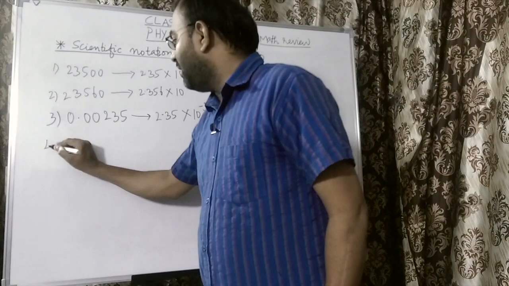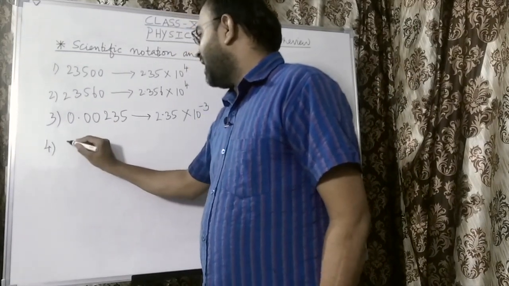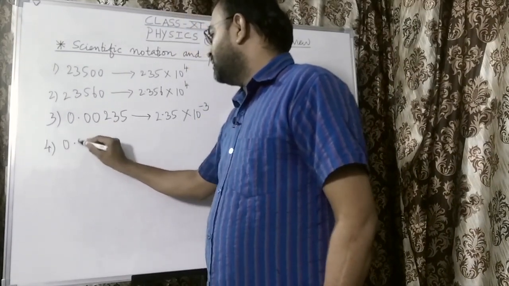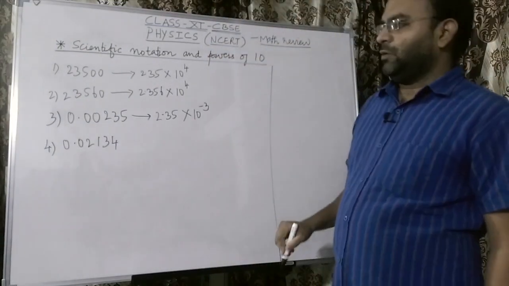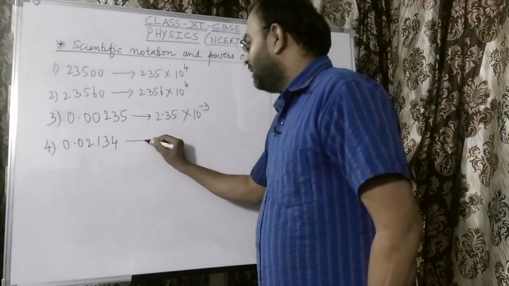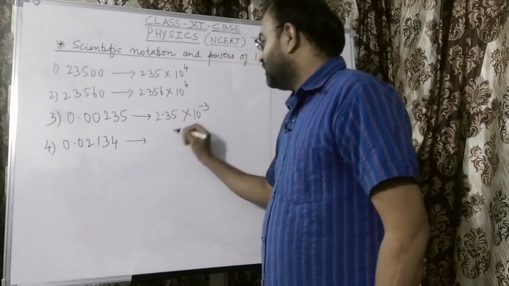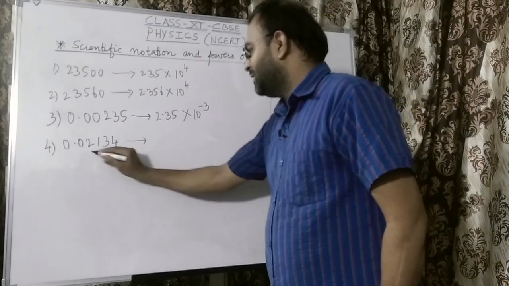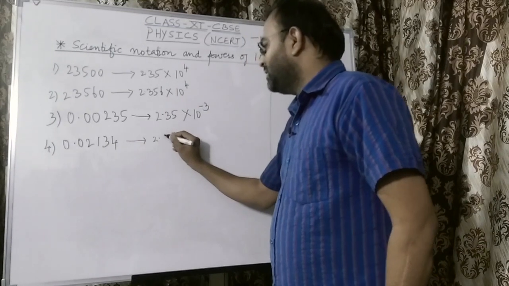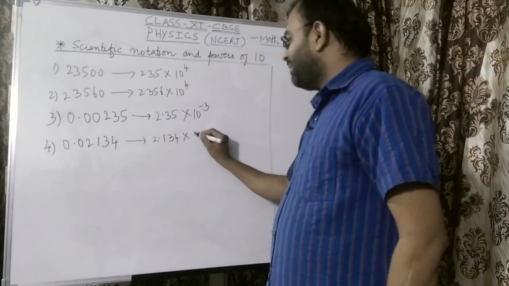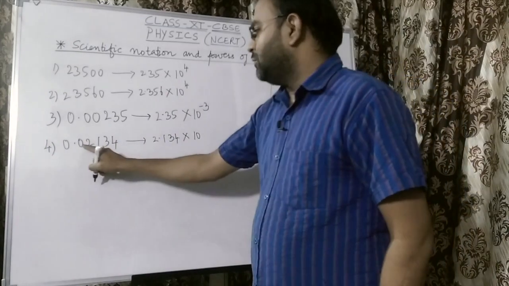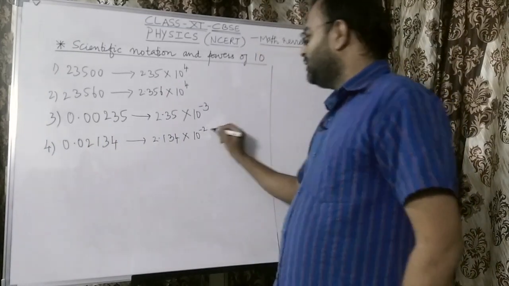Similarly, another example we can discuss. Let's say I have a number that is 0.02134. Now this also we have to write in terms of 10 raised to negative powers. So we can write it as 2.134. We are retaining all the significant digits and multiplying by 10 raised to power minus 2.